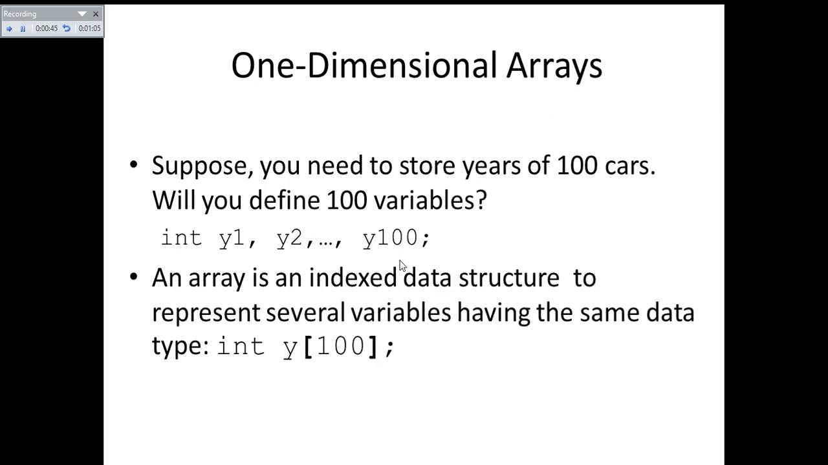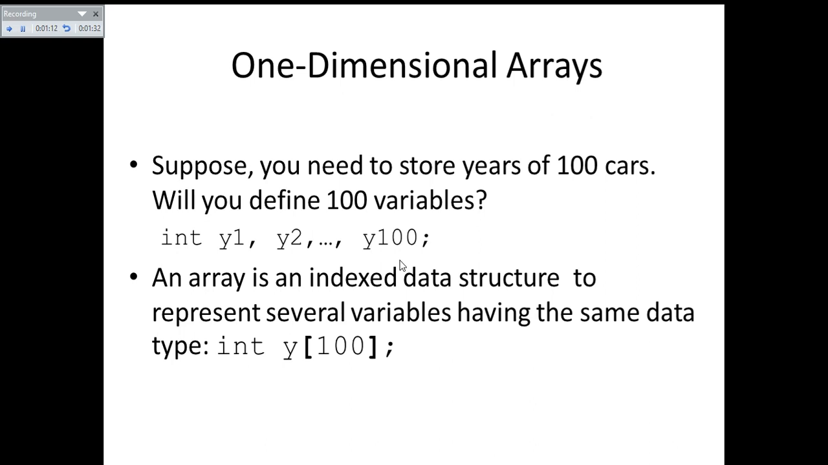An array is an indexed data structure to represent several variables having the same data type, int y of 100. So arrays are also a part of a data structure. Data structure is a logical representation of memory. How you want to represent your values inside your memory is what is called a data structure.